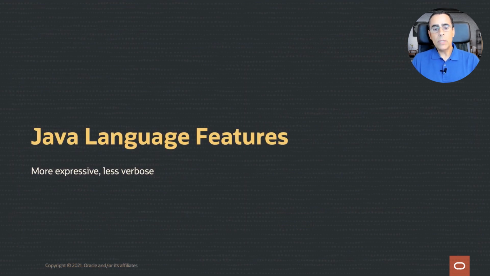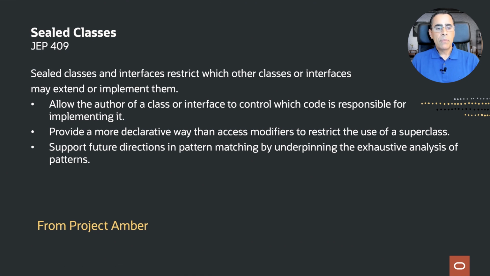First, we will go into the language features. These changes will be visible to most developers, and they're the most fun to show. JDK 17 adds sealed classes.